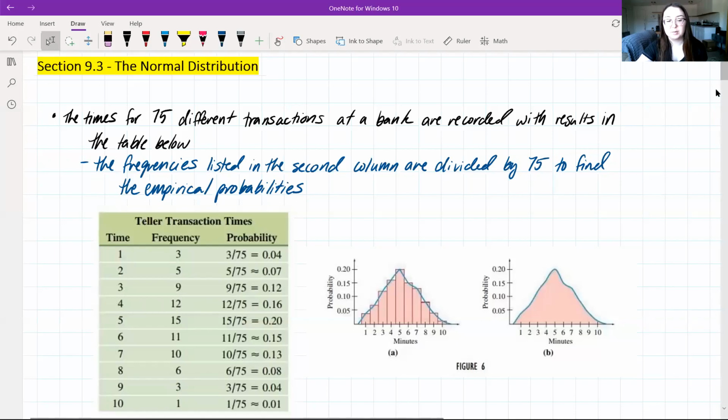All right, everyone, we're going to be talking about section 9.3, which is the normal distribution. This will be our very last section of our class, the last section that we have on chapter 9.